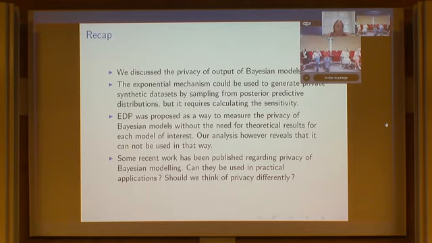And then I pointed out that there's a lot of recent work, well, a few pieces of recent work about privacy for Bayesian modeling. Can we use these in applications? Could we think about doing synthetic data sets with Bayesian models with this privacy guarantee? Should we think of privacy differently? I don't know. This is all for future work.